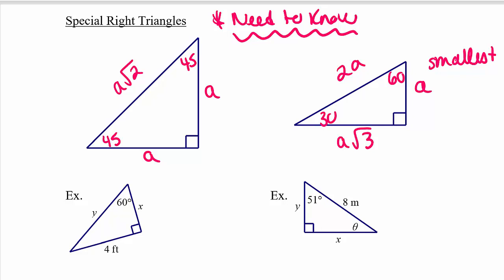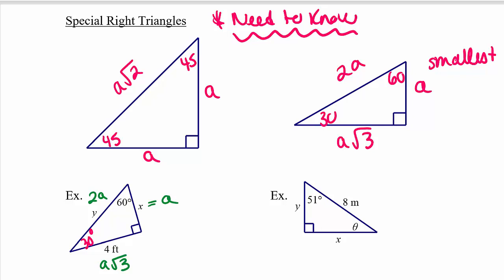Looking at the example on the bottom left, we have 60 degrees identified, meaning that we know the other angle is going to be 30 degrees because all angles inside of a triangle have to add to 180. Now, I'm going to apply our right angle special triangle to this. Across from the 30 will be our a. Across from the 60 will be a root 3. So notice I'm just using the labels or expressions that I have in our special triangle. Across from the 90 is 2a.